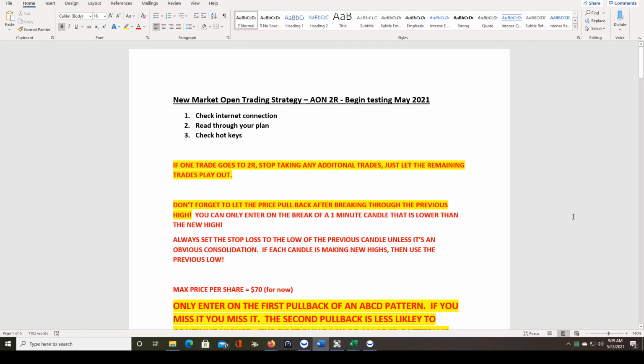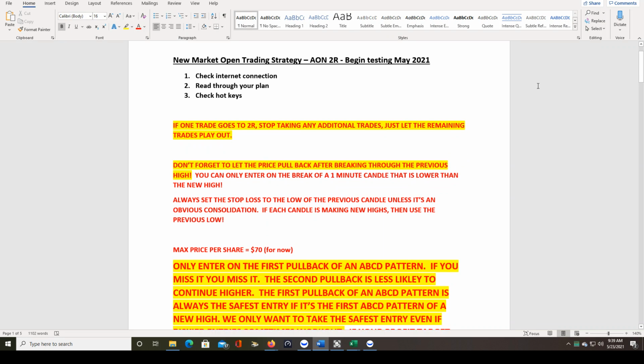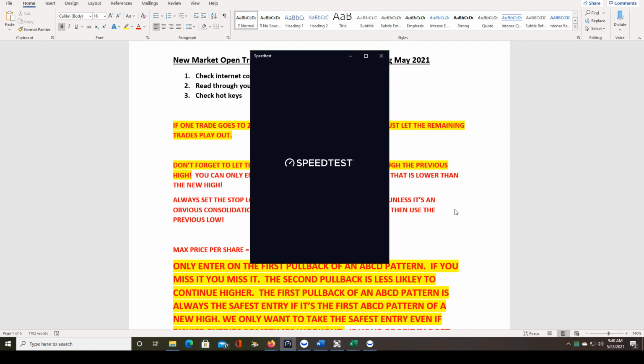So let's take a look at the actual strategy here in a Word document. Actually, this is the plan and the strategy combined. So this is what I do every single day: I read this list and I follow the instructions. So at first I'm checking my internet connection. That's crucial. I downloaded Speed Test.